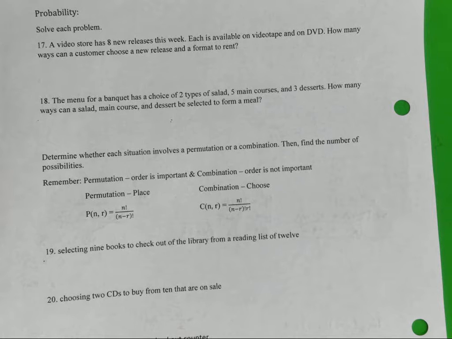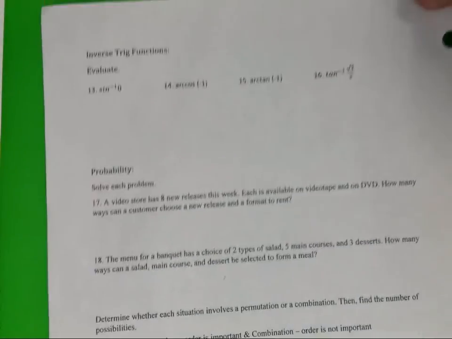Okay, we're on number 18. Number 17 was 16. Number 18: the menu for a banquet has a choice of 2 types of salad, 5 main courses, and 3 desserts. How many ways can a salad, main course, and dessert be selected to form a meal? What did I do with those 3 numbers? Multiply. What's my total different combinations? 30. Very good.